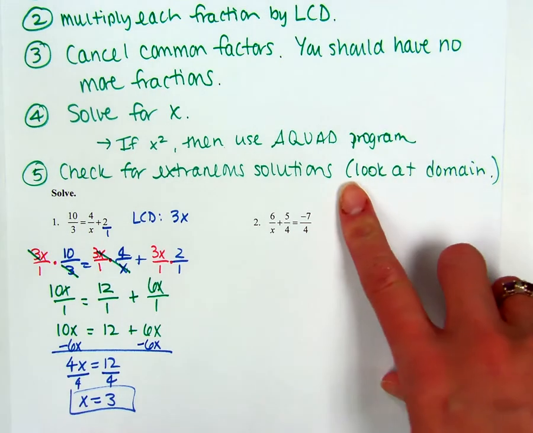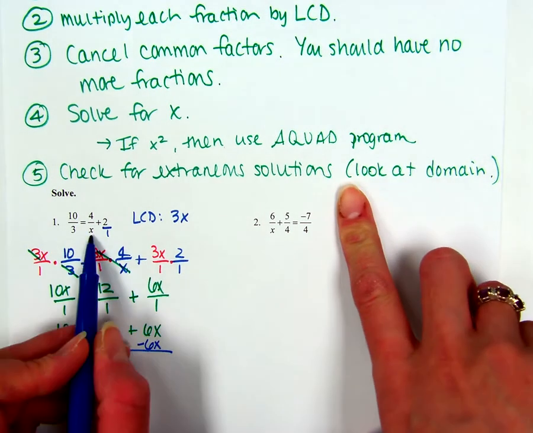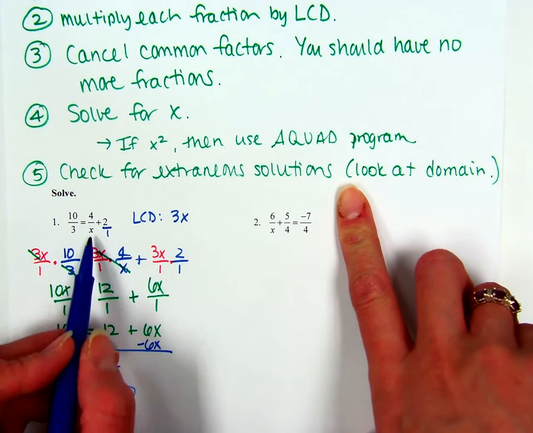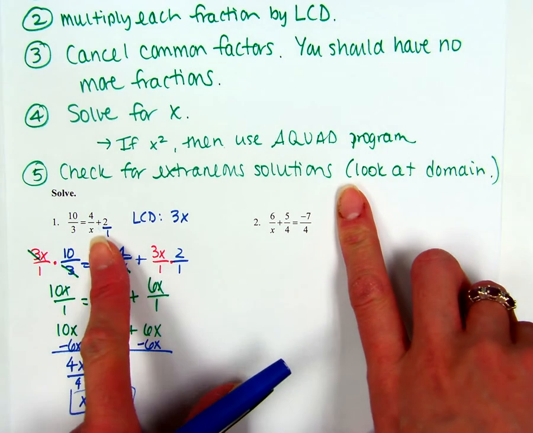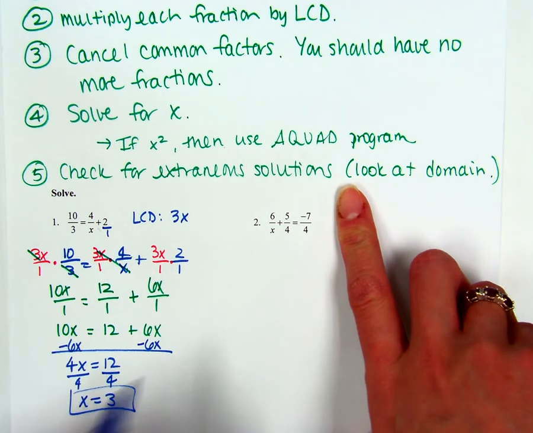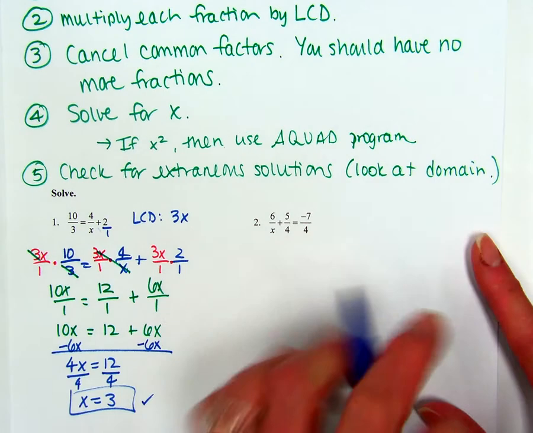Just check for extraneous solutions. Make sure that if you put x in the denominator here, that it doesn't make a denominator of 0. So your domain here would be x cannot equal 0, but this answer is okay. So that's good. All right, next problem.